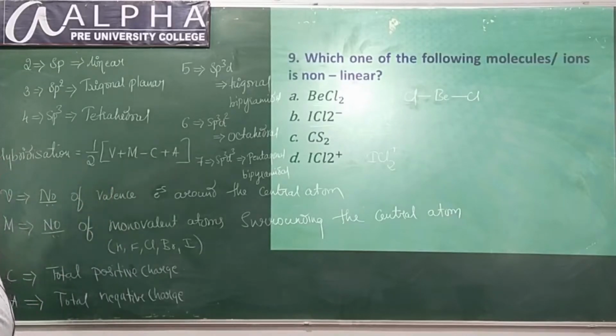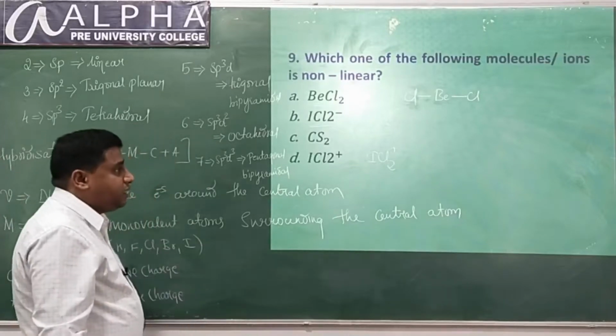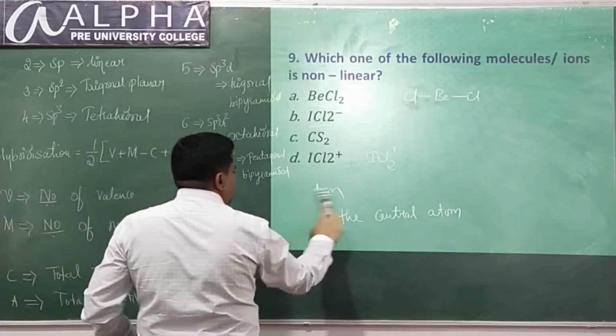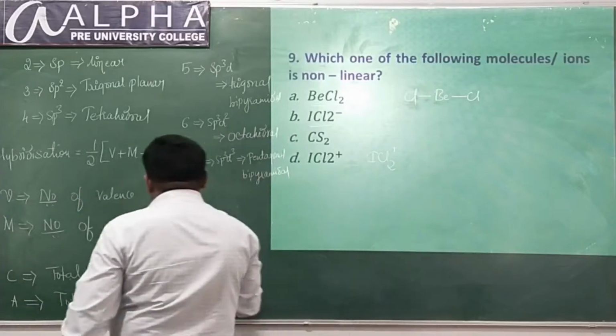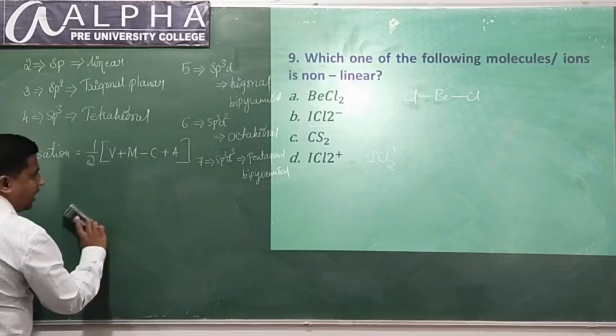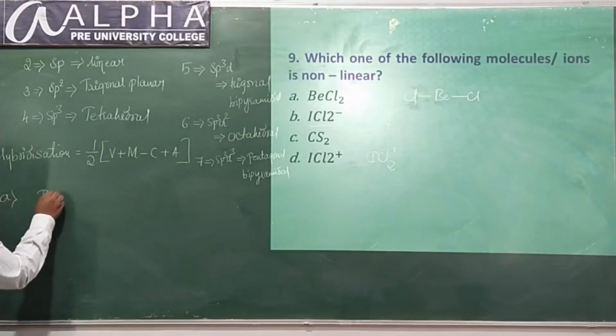Now let us calculate. The question is, which one of the following molecules or ions is non-linear? So that means let us calculate the hybridization so as to get to know which one is non-linear. I'll go with the first option, option A, beryllium chloride, BeCl2.